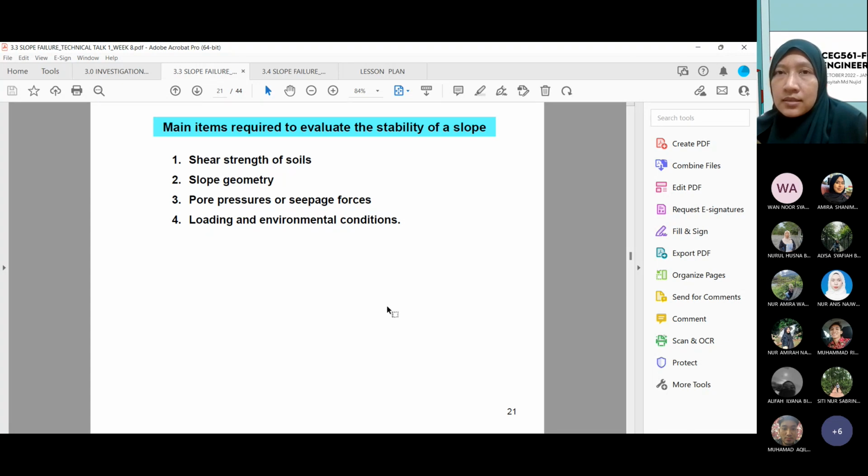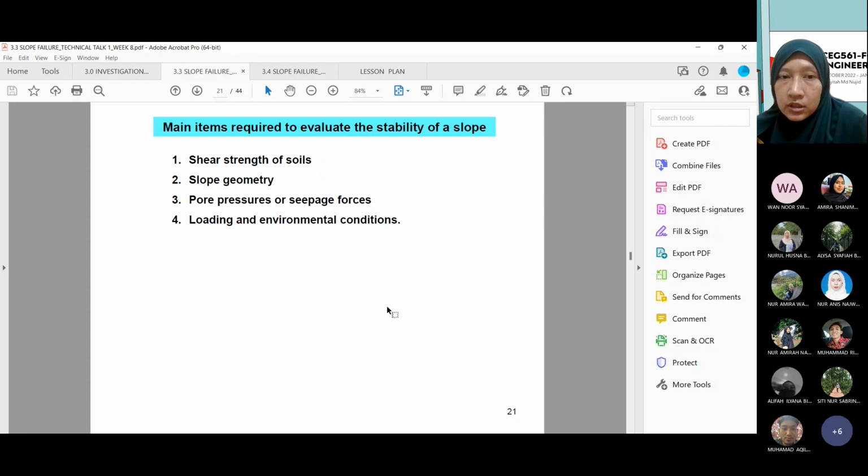And then the slope geometry, as I said just now, can focus on the angle of the slope. Either you have 10 degrees, 20 degrees, 30 degrees, and then 45 degrees. The next one is the pore pressure or the seepage forces. As we know, the effect of water causes additional loads on the slope itself. Just imagine if we have a dry soil and a saturated soil. Which one is heavier for the same volume? Looking at the volume, the saturated soil is heavier compared to the dry sand, because there are additional forces from the water itself, water pressure.